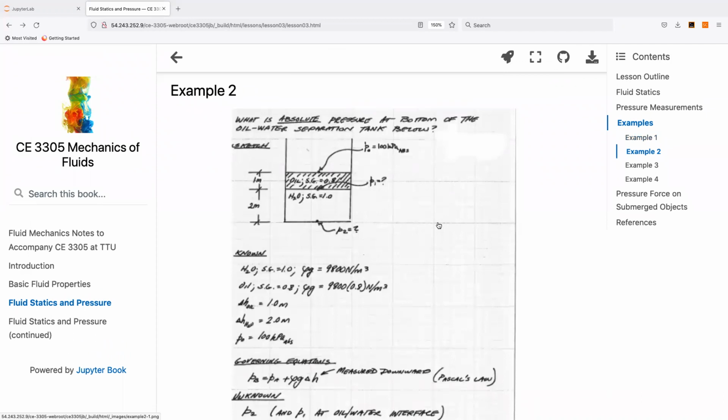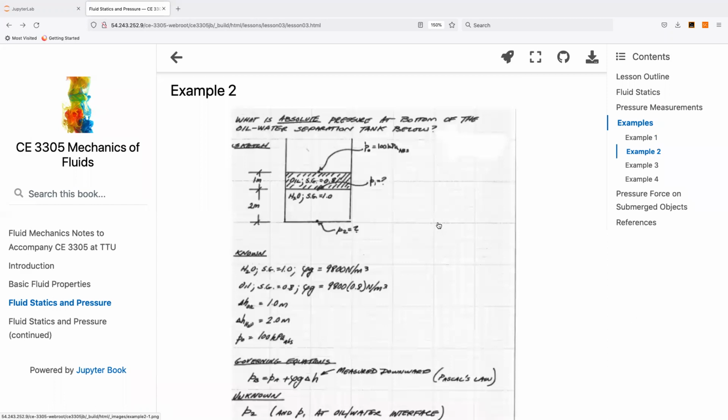Here's a second example. Let's suppose we have an oil-water separation tank. It's a fancy way of saying a perfectly good water tank that we got a bunch of oil into. So we'll declare an oil-water separation tank to be our problem. It's open to the air. That's the key point. So we have this layer of oil sitting on top of the layer of water. Why does it do that?